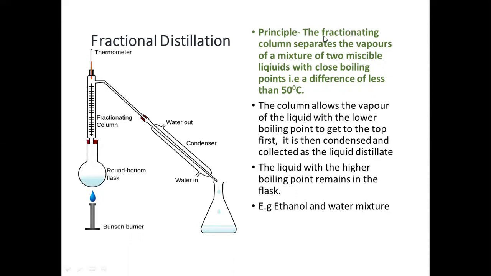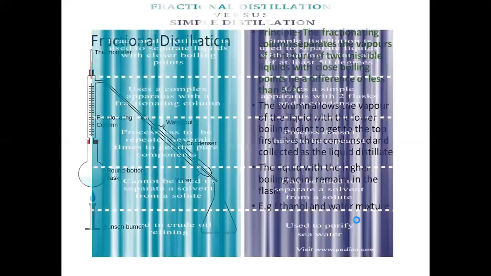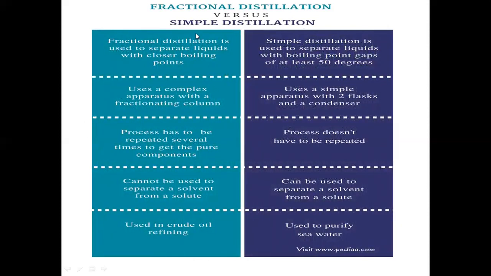So the principle of fractional distillation is that the fractionating column separates the vapors of a mixture of two miscible liquids with close boiling points. That is, they have a difference in their boiling points of less than 50 degrees Celsius. The column allows the vapor of the liquid with the lower boiling point to get to the top first. It is then condensed and collected as a liquid distillate. The liquid with the higher boiling point remains in the flask, and this would be suitable, for example, to separate an ethanol and water mixture.